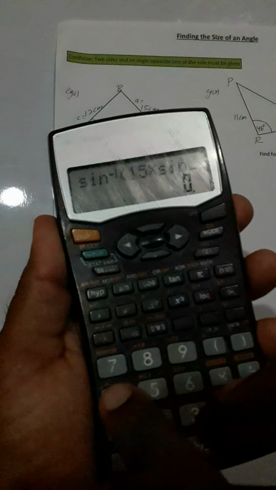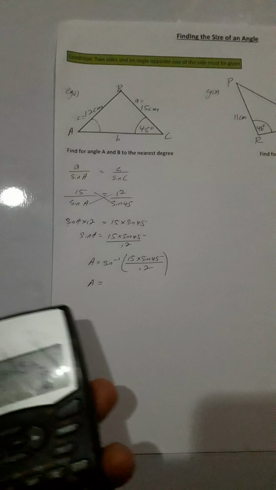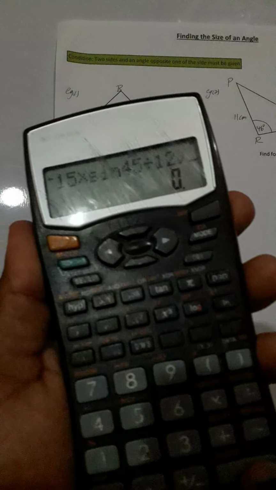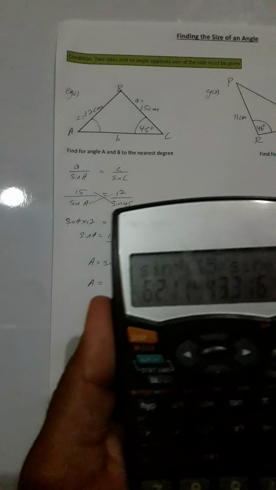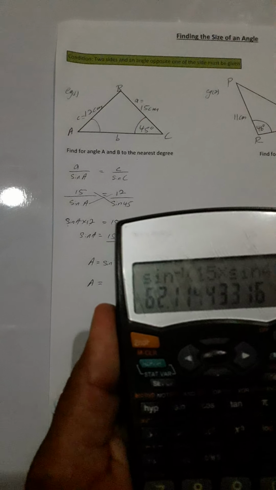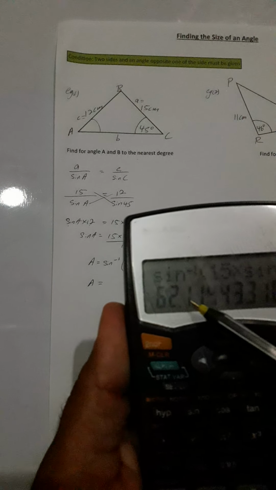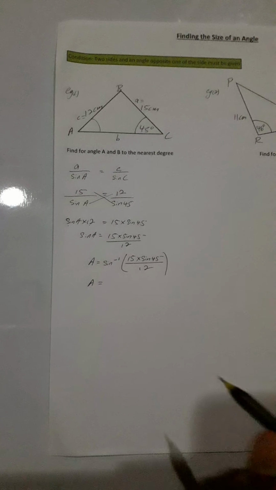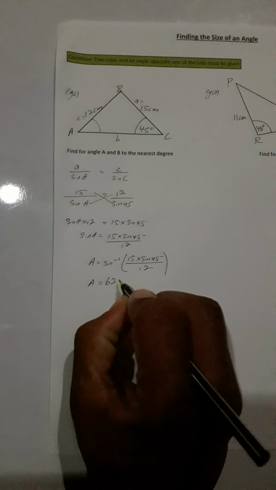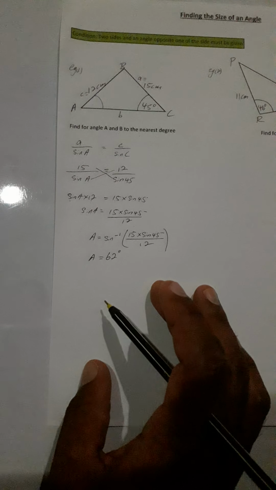15 times sine 45 divided by what number? 12. Close my bracket. Let's see, what do we have? 62.1 degrees, right? Since we want to write it to the nearest whole number, our answer will be 62 degrees. So I'll write 62 degrees there. Good, so angle A is 62 degrees.